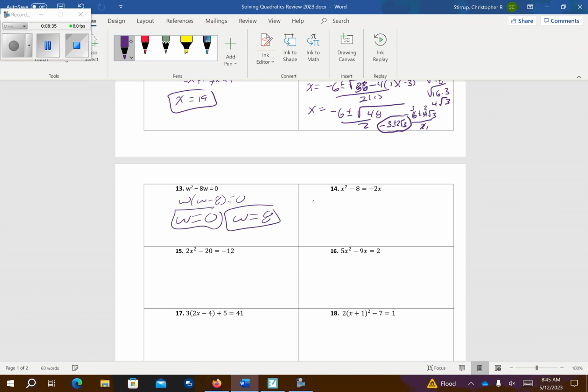Number 14, that's going to be x squared. I have to bring the 2x over by adding it. On this one, we can say what 2 numbers multiply to give me negative 8 and add to positive 2, so that's going to be positive 4x and negative 2x. So I'm going to get x squared plus 4x minus 2x minus 8 equals 0. That's going to give me x and x plus 4. Factor out a negative 2 and x plus 4. So x plus 4 equals 0.